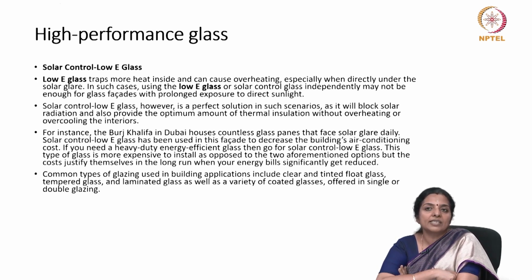Common types of glazing used in building applications include clear and tinted float glasses, tempered glass and laminated glass, as well as a variety of coated glasses offered in single or double glazing.